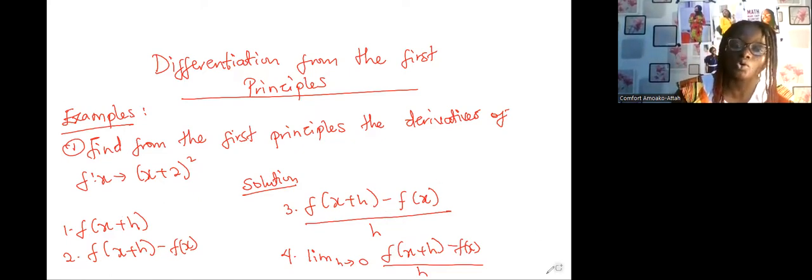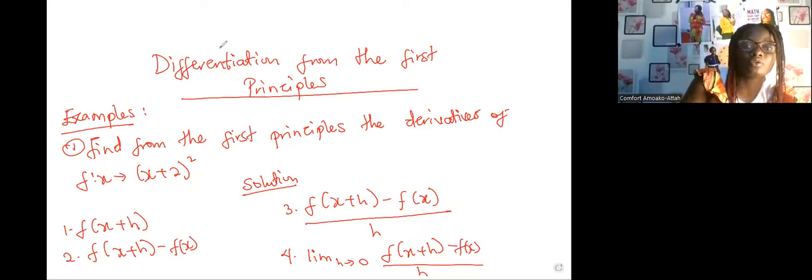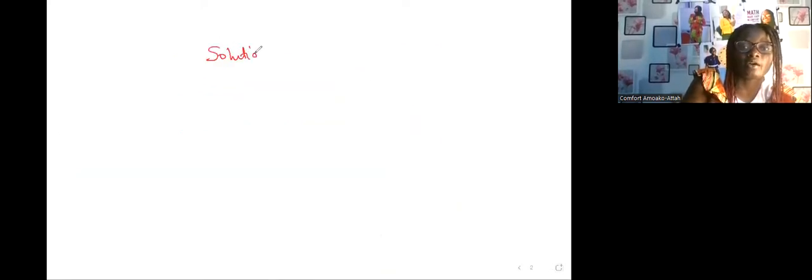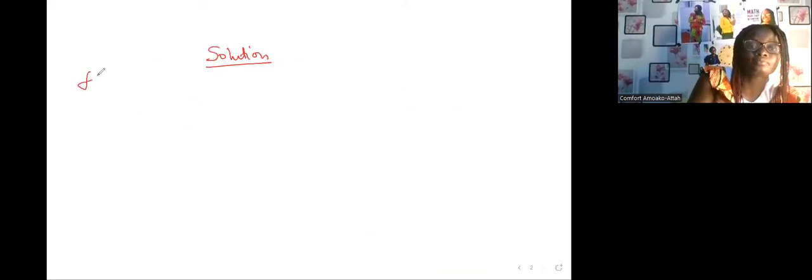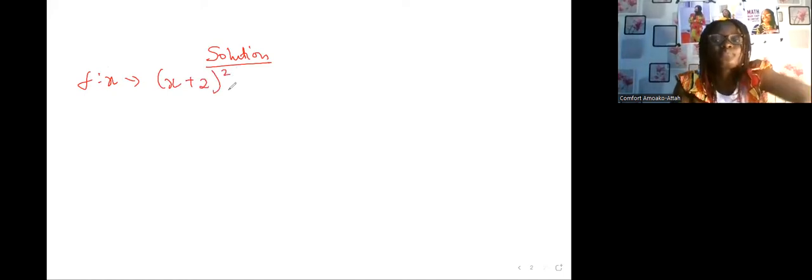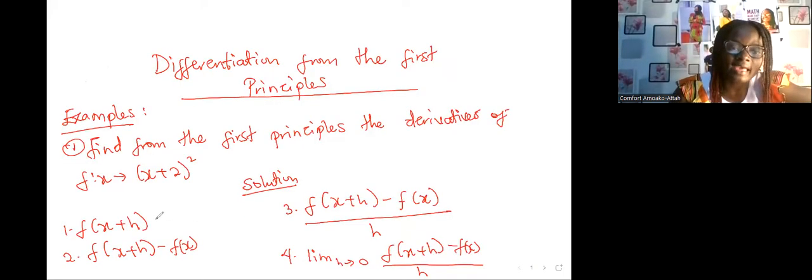So now let's go to our solution. For the first example we have f of x maps to (x plus 2) all squared. Picking the first step, look at the second step. The second step is minus f of x. It means that we have to get this before we can get this.